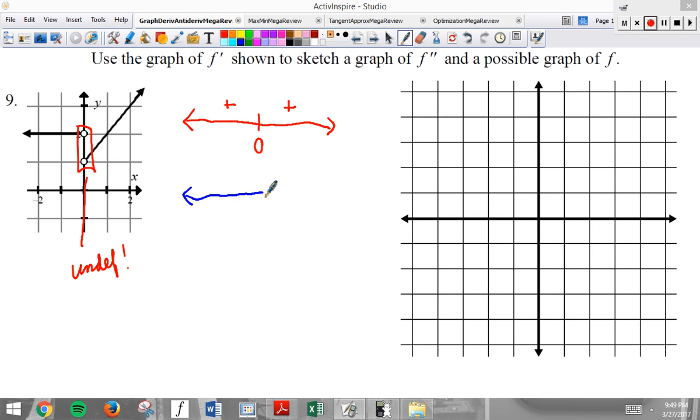Now what about the slope of F prime? That's also an important point to worry about. Before that, the slope of F prime is 0. After that, the slope of F prime is positive. In fact, it's 1. But that just happens to be. Okay.